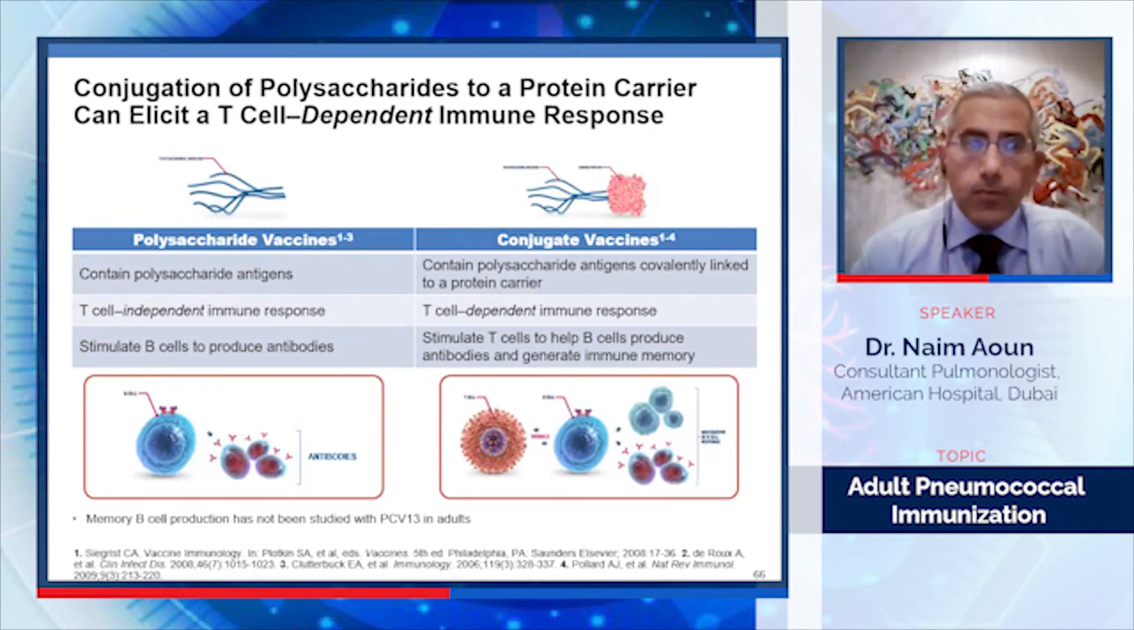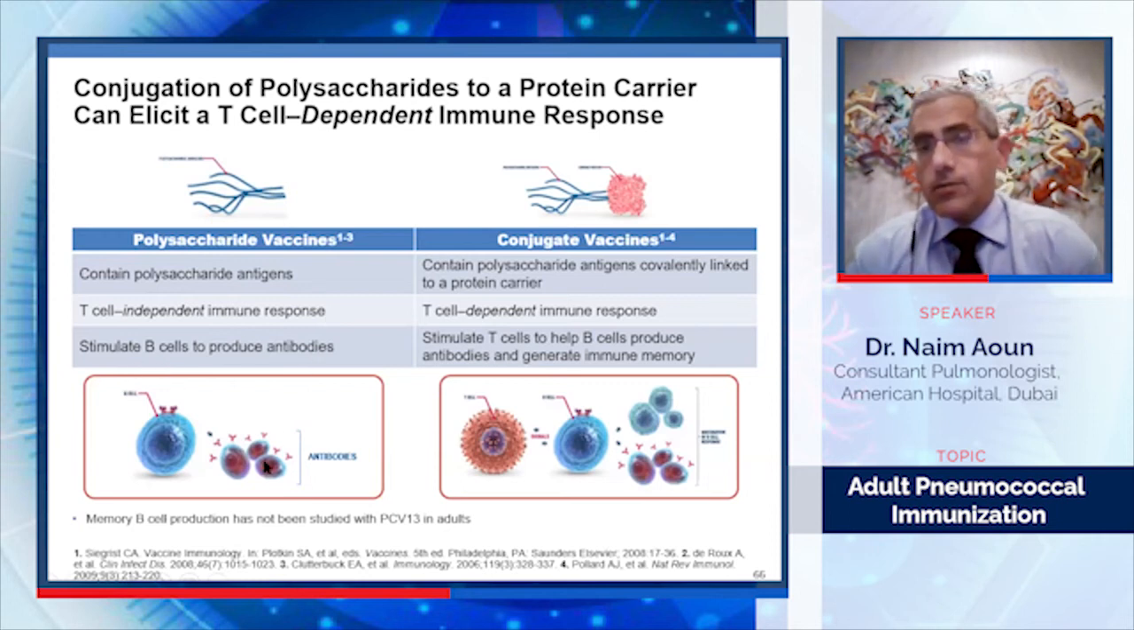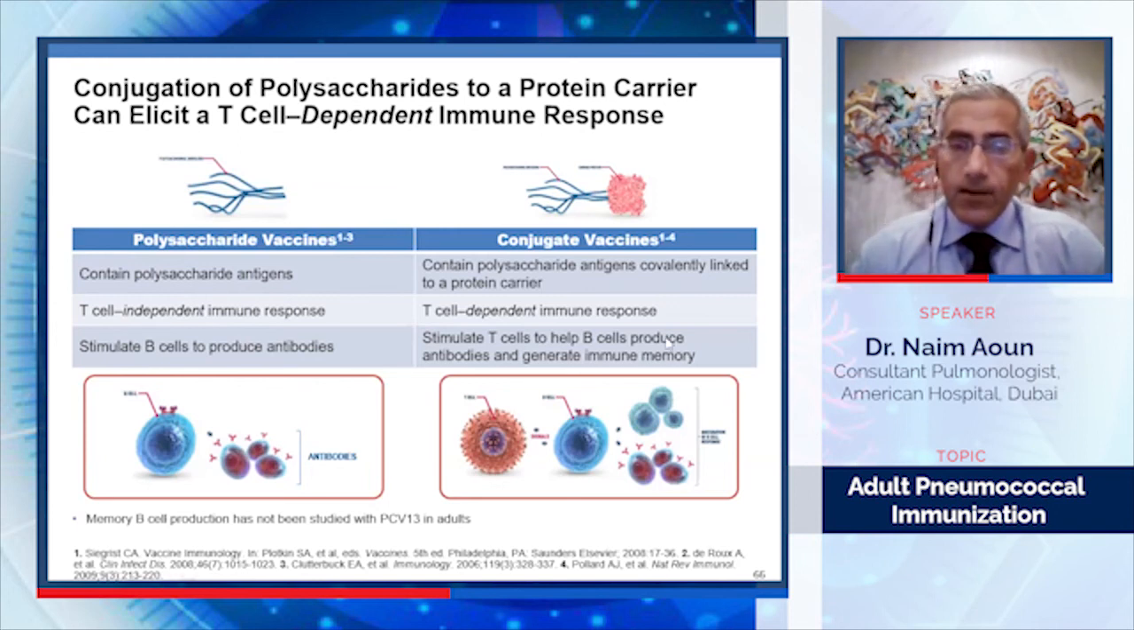So if you take a polysaccharide vaccine alone, which contains the polysaccharide antigen from the wall of the bacteria, it will only elicit a T-cell independent immune response. So basically, we are going to stimulate the B cells to produce antibodies. And those antibodies we are dependent on to have in protection. Again, it's so consistent with what we've been dealing with lately and all the talk about vaccination.